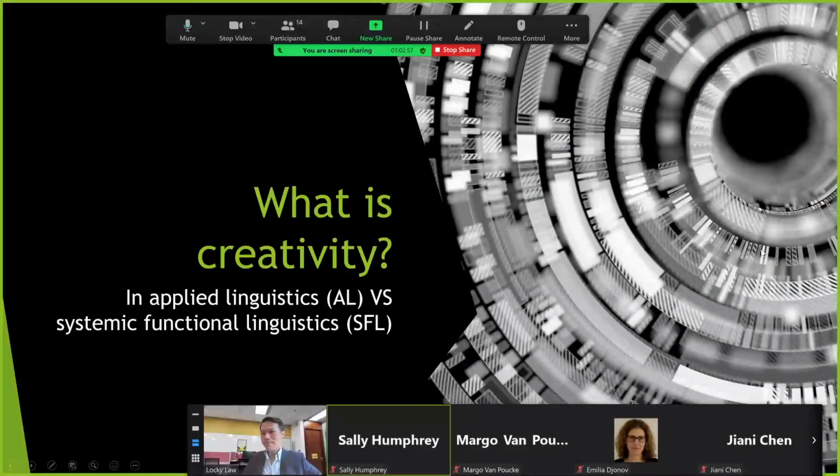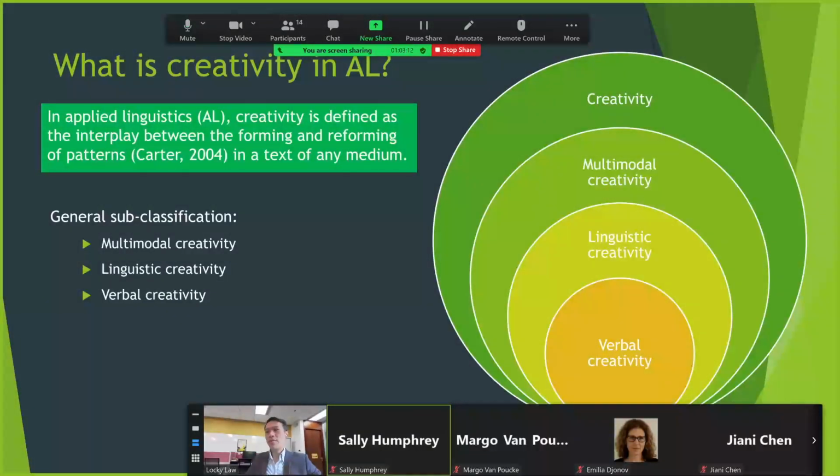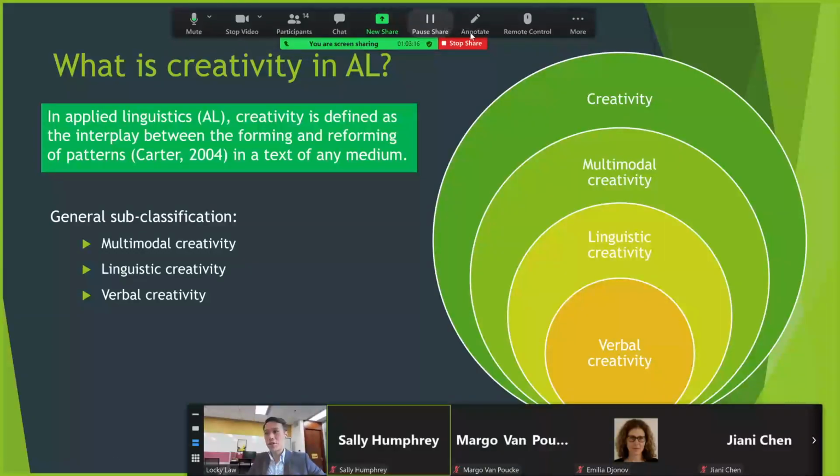So, I think the big question is what is creativity in the first place, right? Now, I'll be comparing the definitions of creativity in applied linguistics versus that in systemic functional linguistics. So we have to start with the definitions from applied linguistics first, because, as we know, in systemic functional linguistics, we don't have a term called creativity, or not very well known at least.